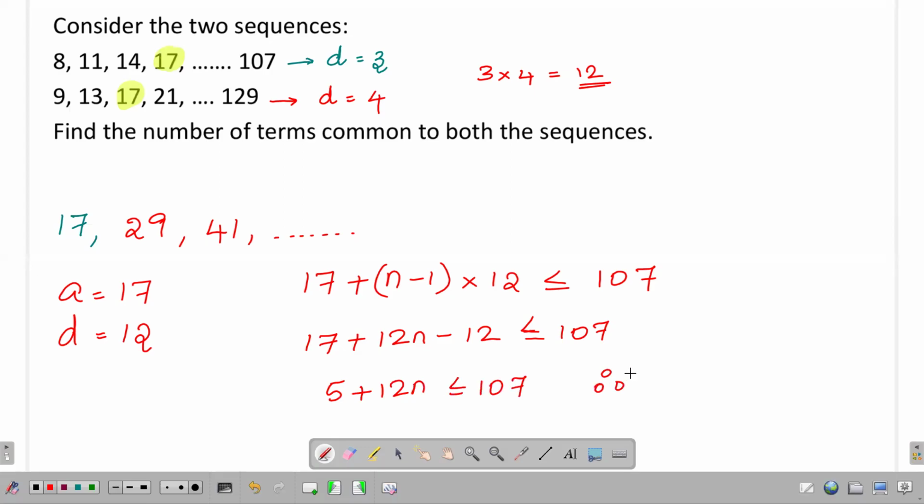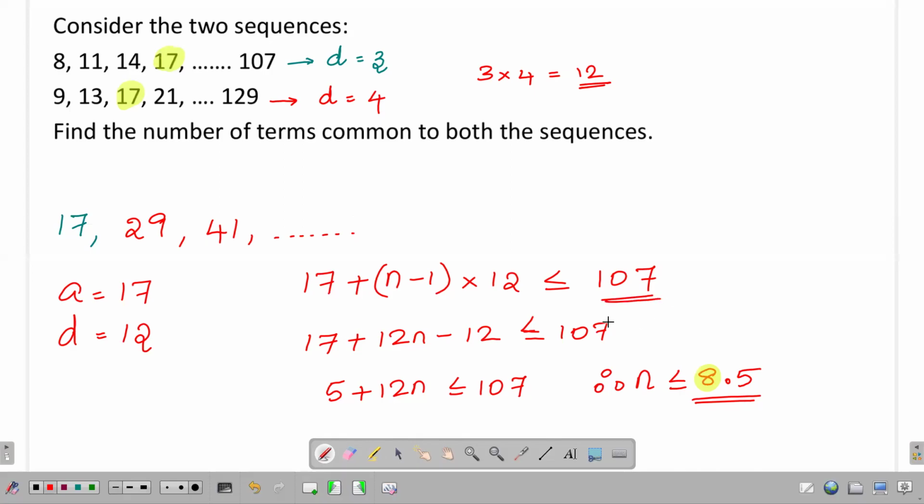I can see that the n value should be less than or equal to how much? 8.5 you will get. Make a note of this: n is less than or equal to 8.5. I can't have an 8.5th term, right? That's not possible. So there will be 8 terms which are common to both these sequences. It can support up to 8 terms till this 107.